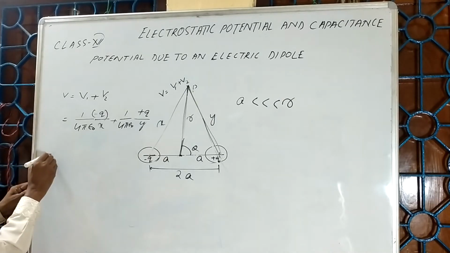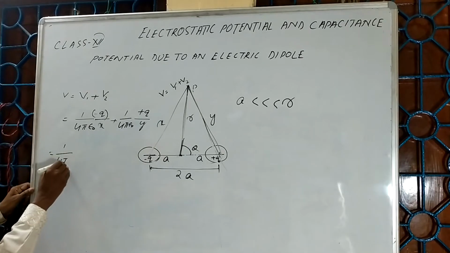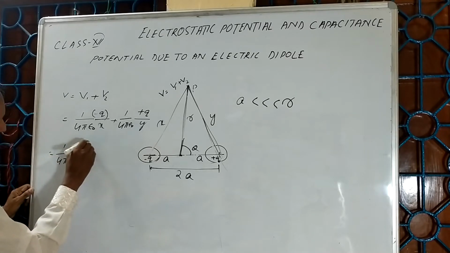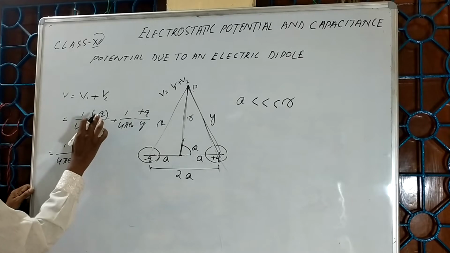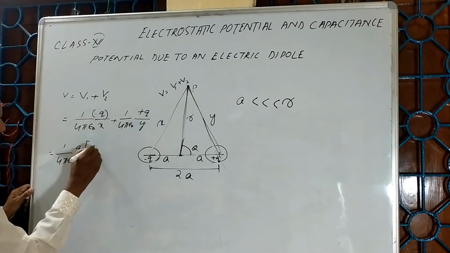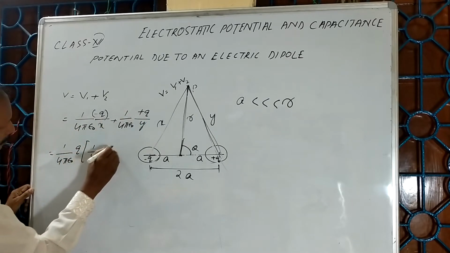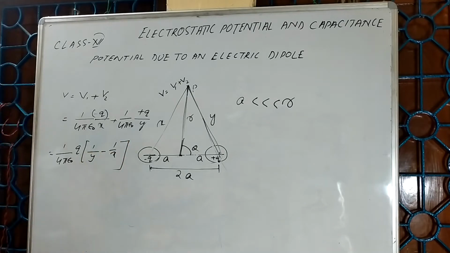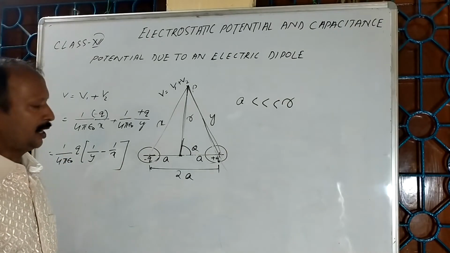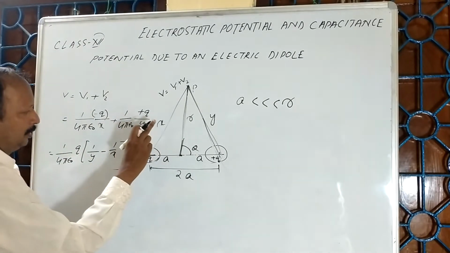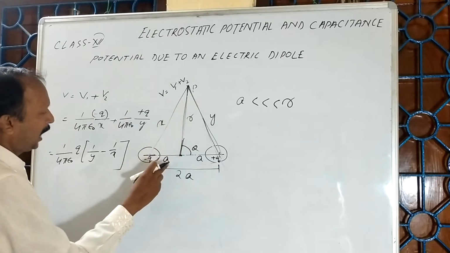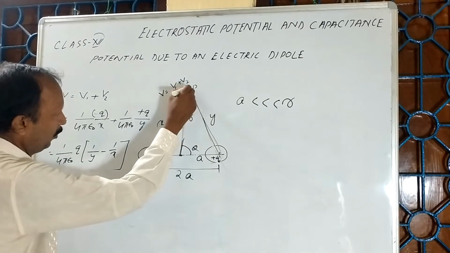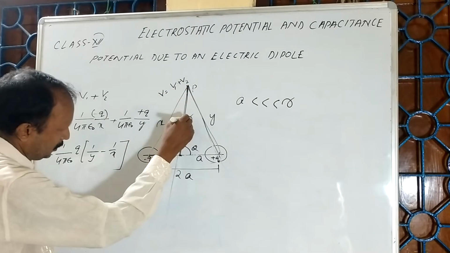So I can write this as 1 upon 4 pi epsilon naught times q, taking q common, minus 1 by x plus 1 by y, or I can write 1 by y minus 1 by x. Listen carefully. The fact is that I have to use the terms r and a, not y and x. Let us see. Suppose I am extending this distance.